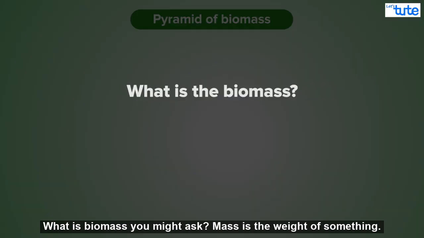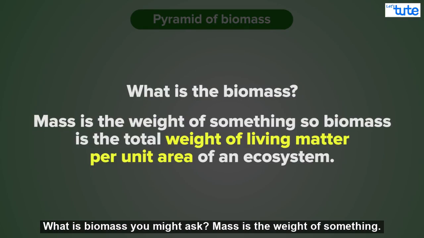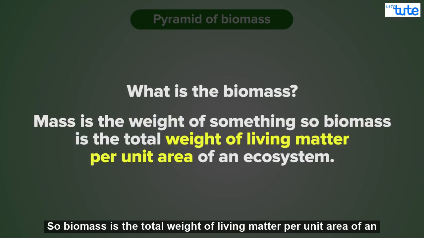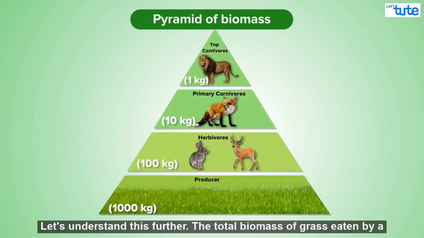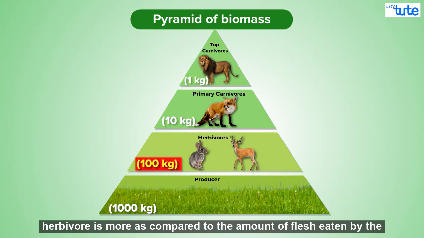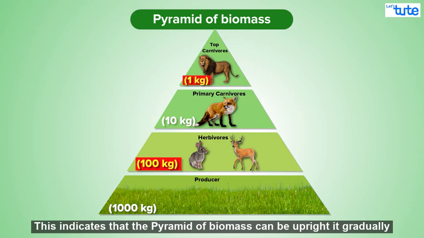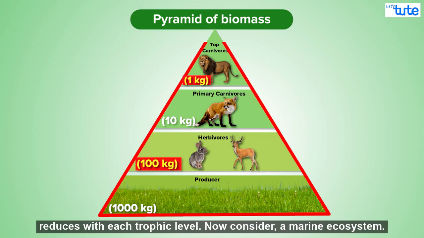What is biomass, you might ask? Mass is the weight of something. So biomass is the total weight of living matter per unit area of an ecosystem. Let's understand this further. The total biomass of grass eaten by a herbivore is more as compared to the amount of flesh eaten by the secondary consumer or carnivore when it eats that herbivore. This indicates that the pyramid of biomass can be upright. It gradually reduces with each trophic level.